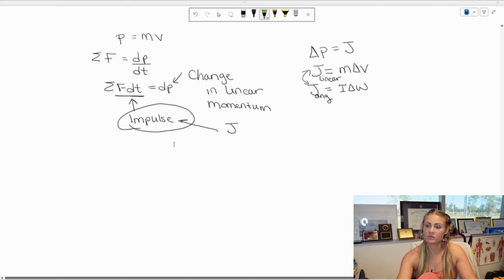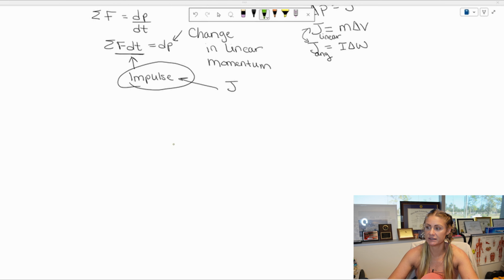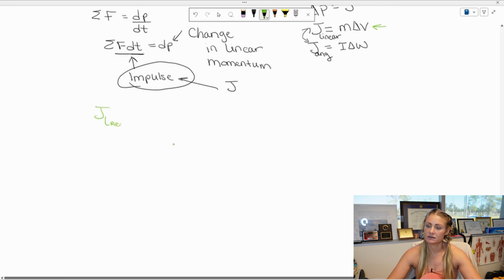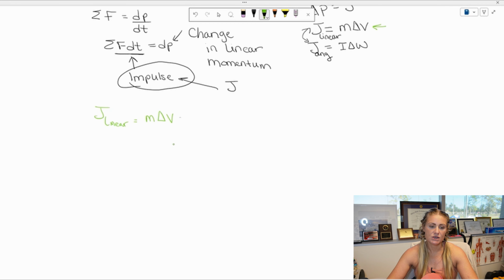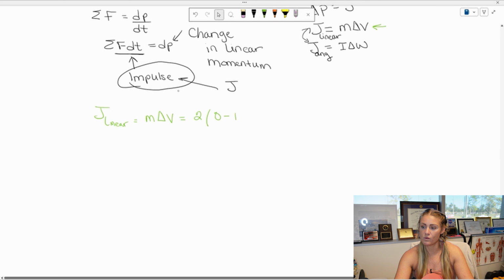I'm going to describe our linear part and work with that first. It states that J linear is equal to mass times the change in velocity. My mass, it said, was 2 kilograms for the rigid bar, so I have 2 there. It also stated that it started from rest and had a final velocity of 1.5. So this gives me -3 Newton seconds. So it has a linear impulse of -3.